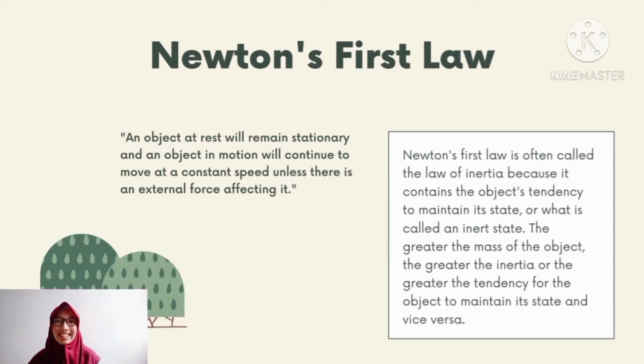Newton's first law. An object at rest will remain stationary, and an object in motion will continue to move at a constant speed unless there is an external force affecting it. Newton's first law is often called the law of inertia because it contains the object's tendency to maintain its state, or what is called an inert state. The greater the mass of the object, the greater the inertia, or the tendency for the object to maintain its state, and vice versa.